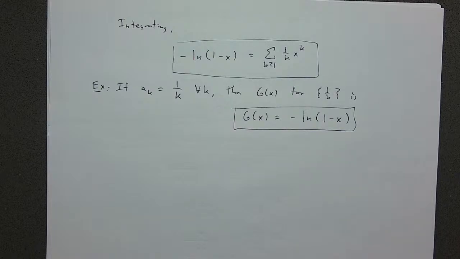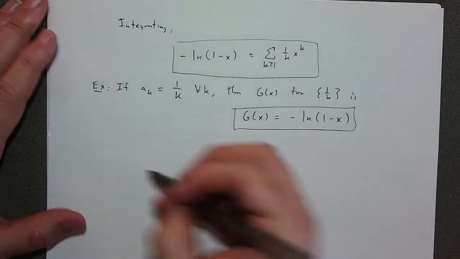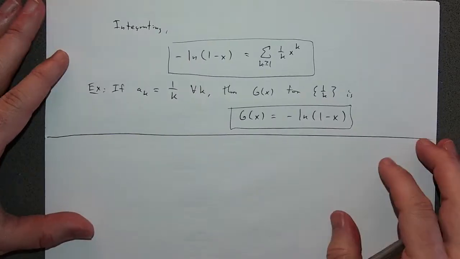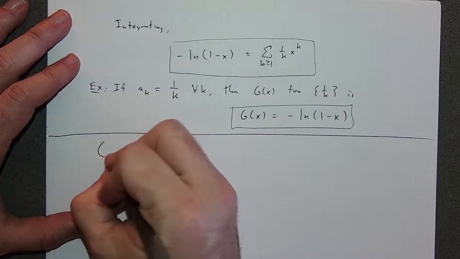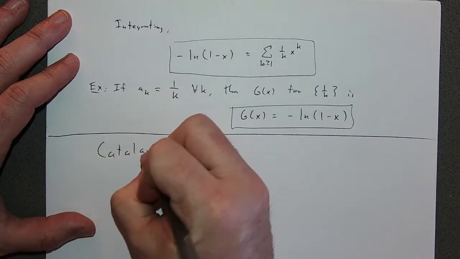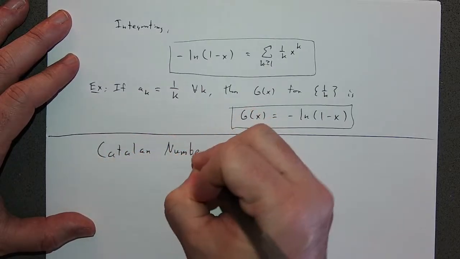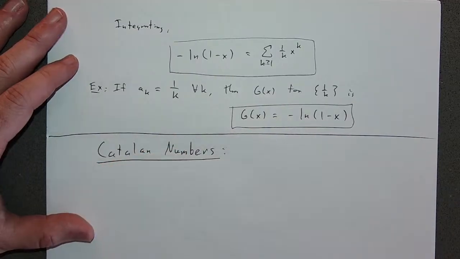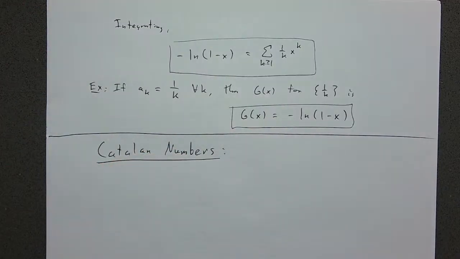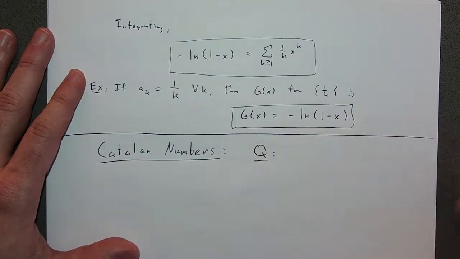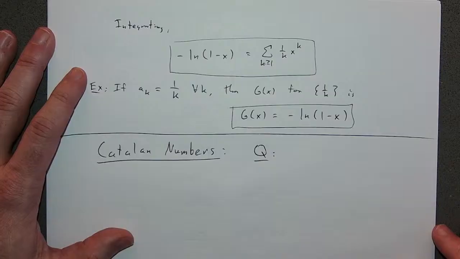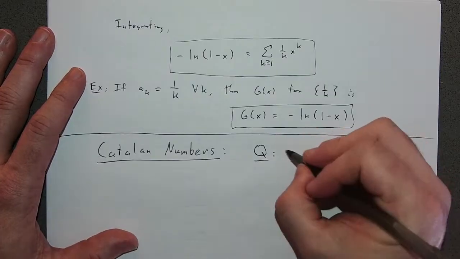So moving on. There is a very nice application of generating functions. I think this will be our last one. We're going to talk about what are called Catalan numbers. So here's a question. How many ways are there to compute a product of k plus 1 matrices?